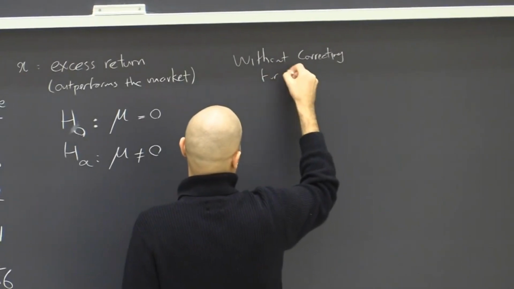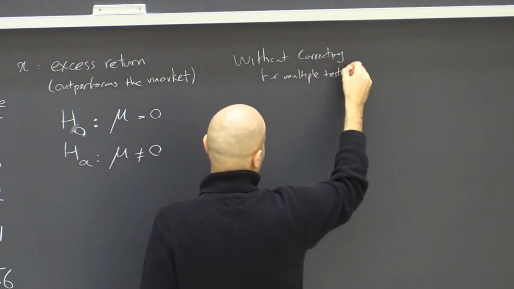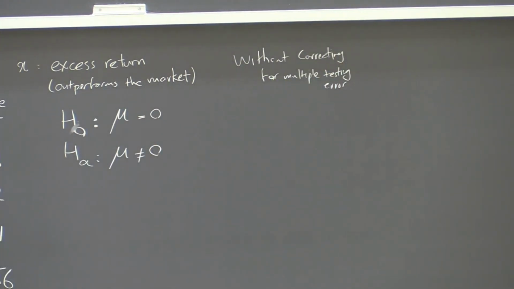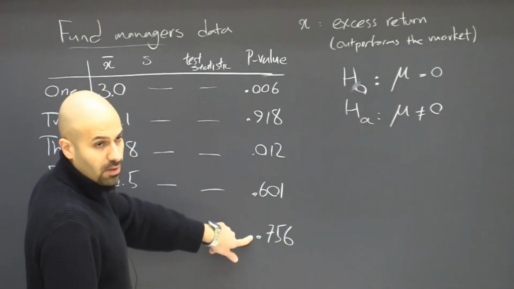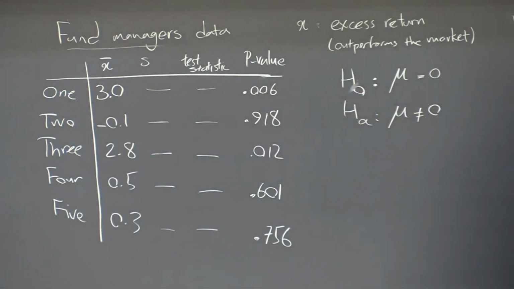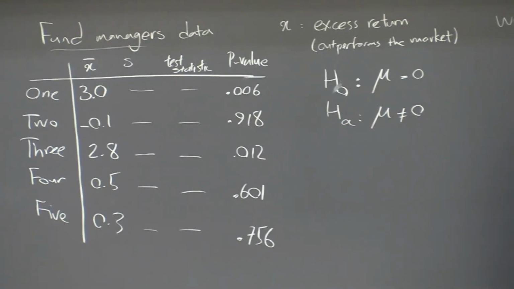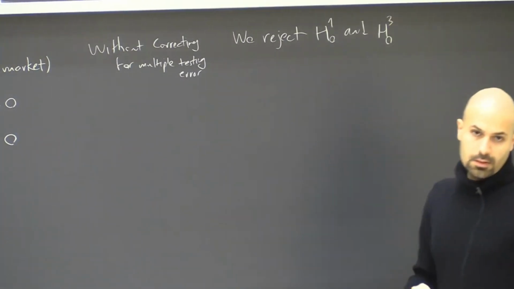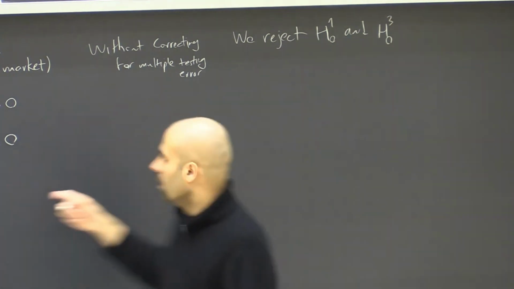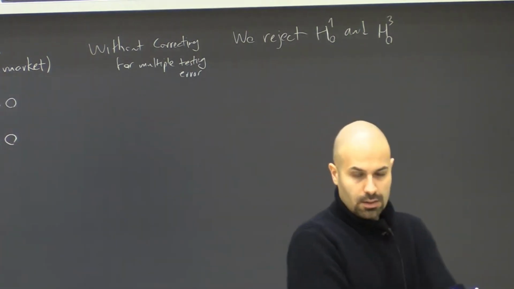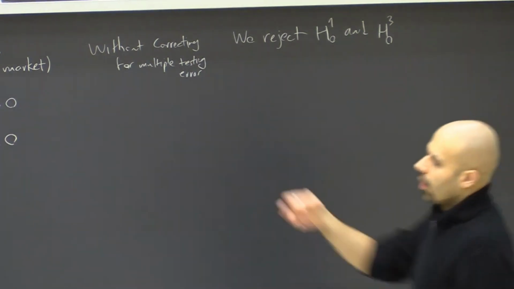Without correcting for multiple testing error, essentially, it's very easy. We just compare this to 5%, it's smaller. We compare this to 5%, it's larger. We compare this to 5%, it's smaller, larger, larger. So for these two, where p-value was less than 5%, we reject H01 and H03. So for fund manager number 1 and for fund manager number 3, we reject the null hypothesis that says their excess return is 0. So we have statistically significant evidence that they are outperforming the market.